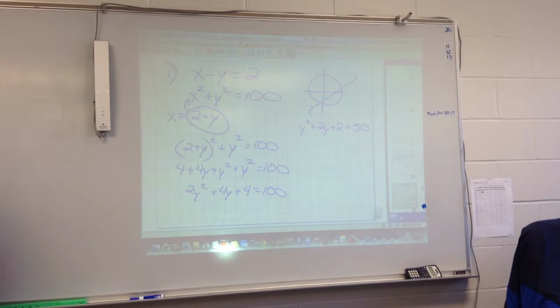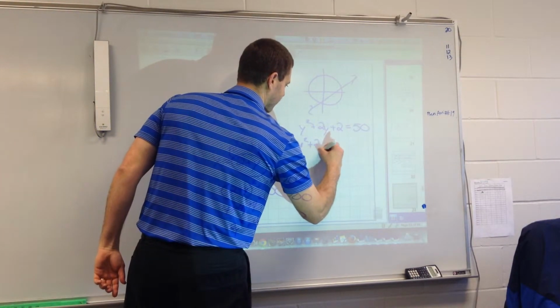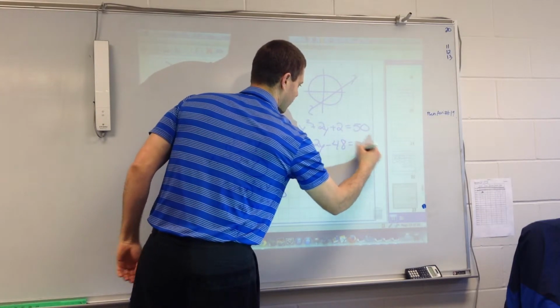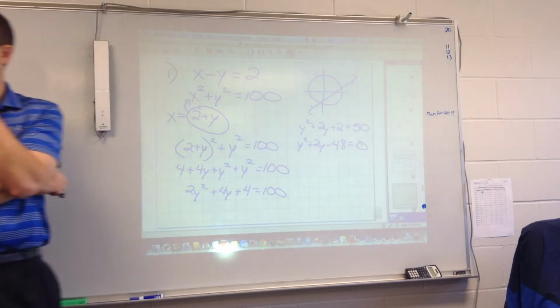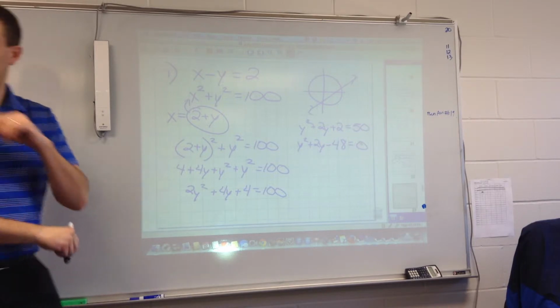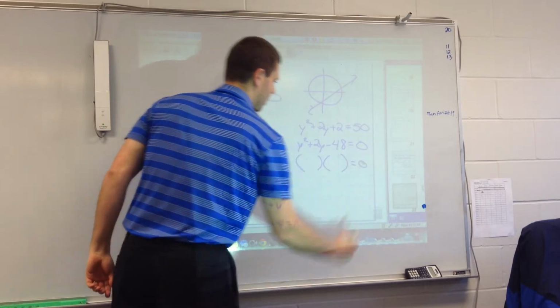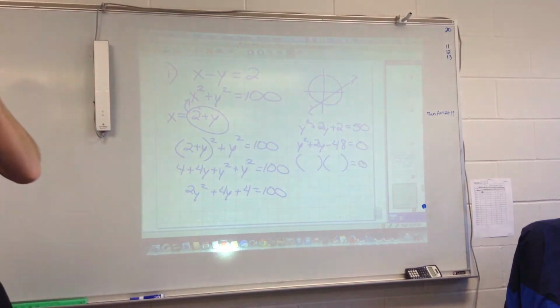Next, subtract 50. So now you can factor it. This new one multiplies to negative 48 and adds to 2.